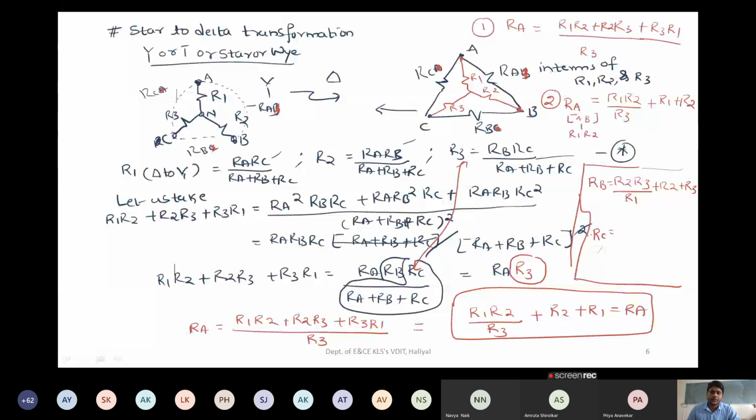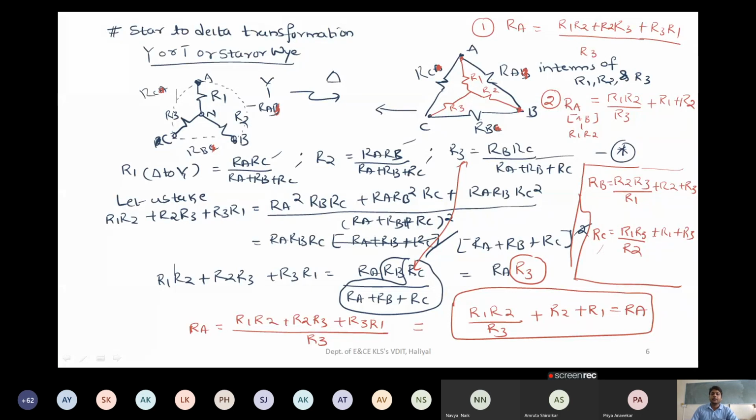Then RC. You should look at this RC. It is connected to nodes A and B. Which resistors are connected? R1 and R3. Take the product of those, then add them, R1 and R3, and divide this term by the non-connected resistor. This is how we can remember it.